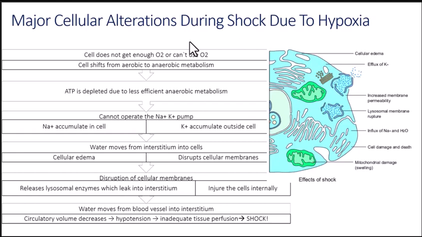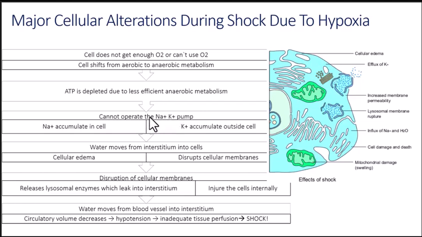So if a cell is not getting enough oxygen and not able to undergo the normal aerobic metabolism, referring to oxygen, or for some reason it can't use it, then the cell is going to shift from this aerobic state to anaerobic metabolism. So this is metabolism not involving oxygen. And as I already told you, this means less ATP is going to be produced per molecule of glucose, which is stated here.